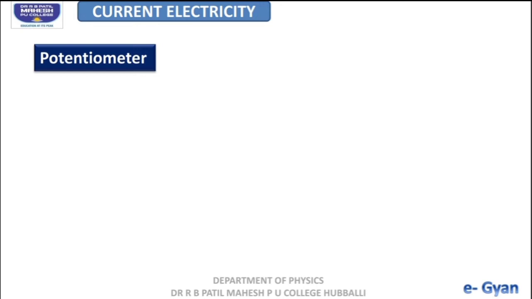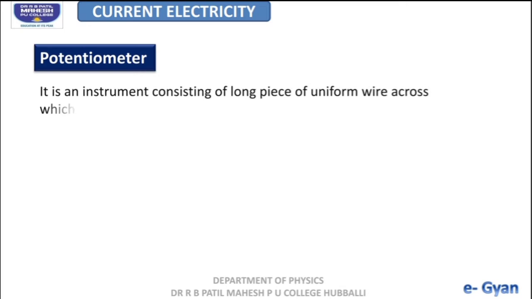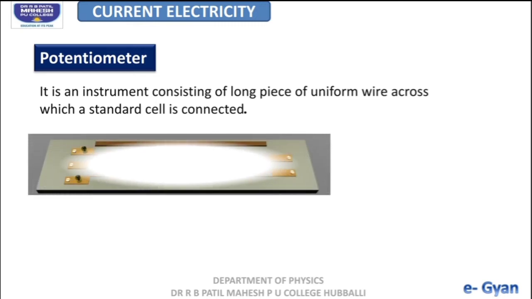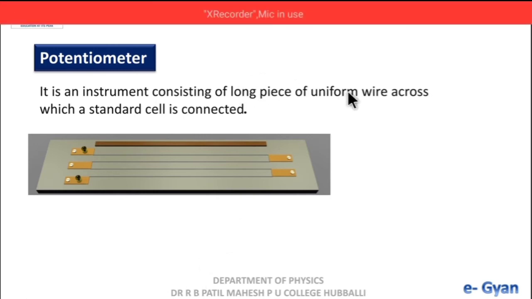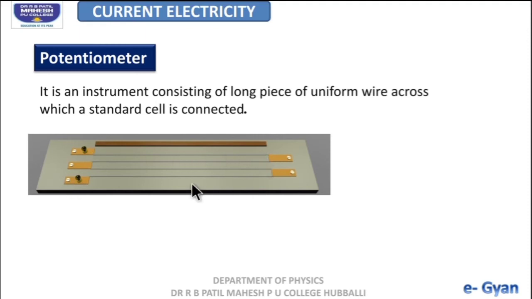Now, let us try to understand what a potentiometer is, and here we will be studying two important applications of potentiometer. It is an instrument consisting of a long piece of uniform wire across which a standard cell is connected. This diagram shows a potentiometer. It is a long piece of uniform wire.